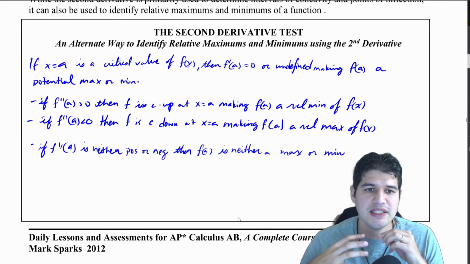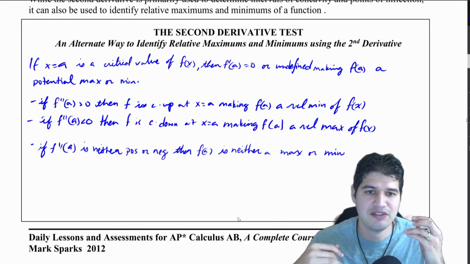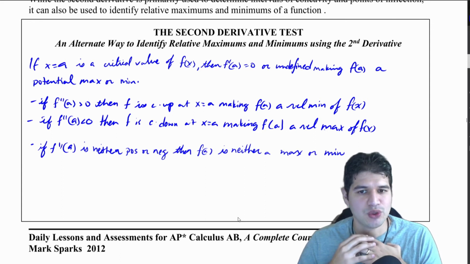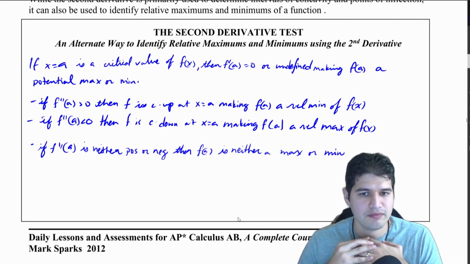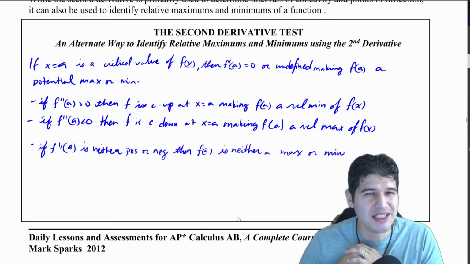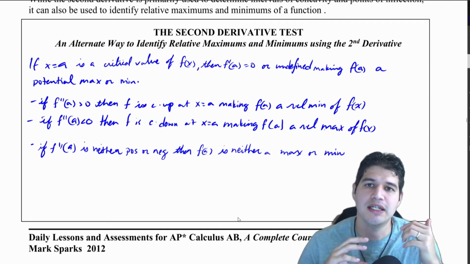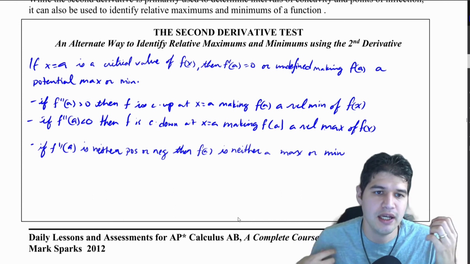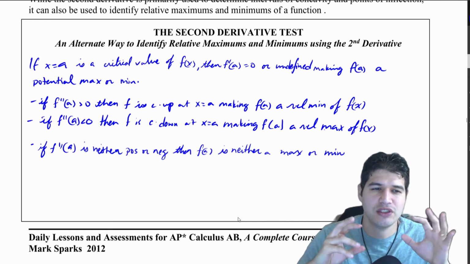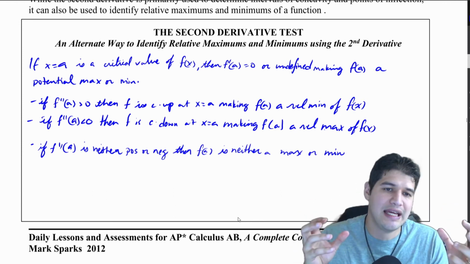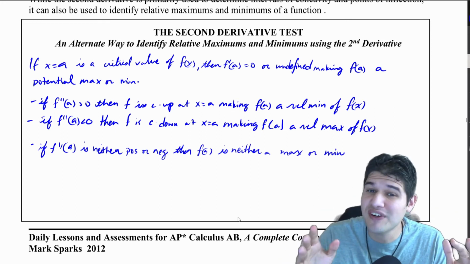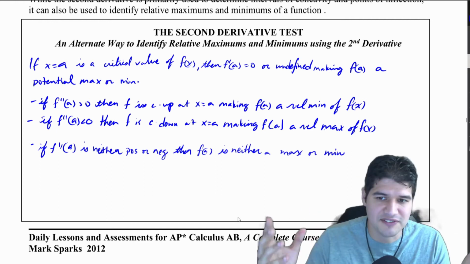So remember, this is just another way that you can identify relative maximums and minimums. Normally this is going to come up in sort of multiple choice questions, but you can also use this definition as you answer free response questions as necessary. So what you want to think about is, all right, let's assume that x equals a is a critical value of f of x. So we know that f prime of x is equal to 0, or it's undefined, right?